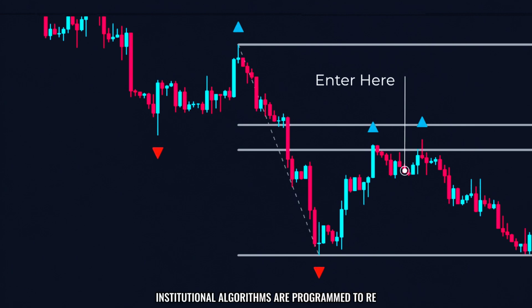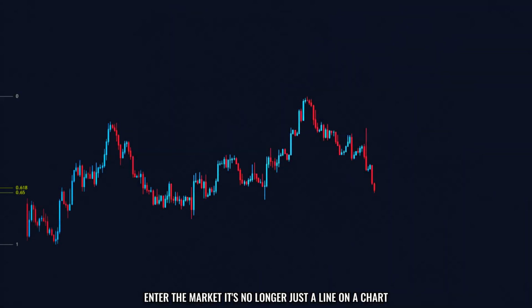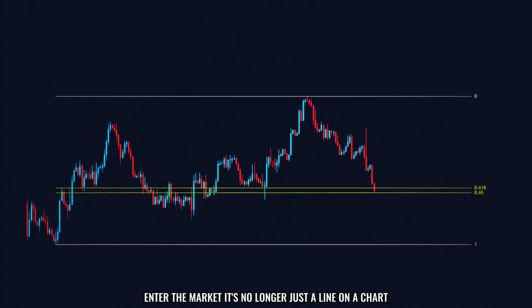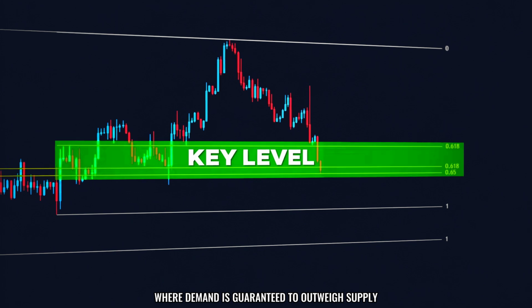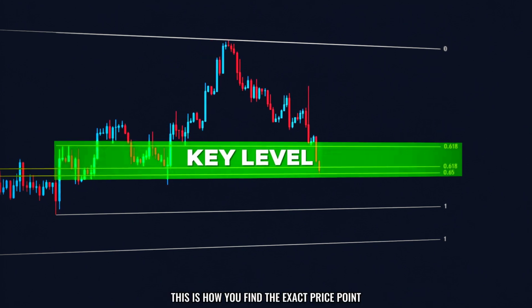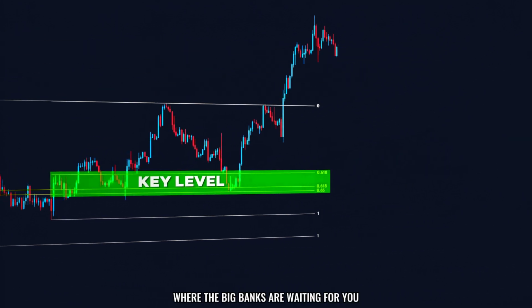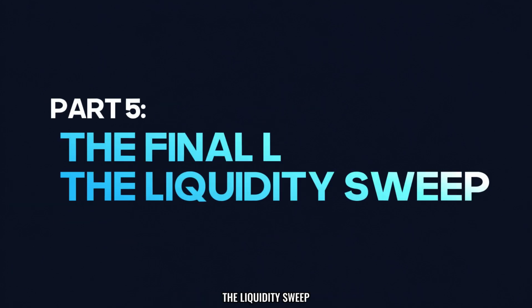This is where institutional algorithms are programmed to re-enter the market. It's no longer just a line on a chart. It's a physical barrier where demand is guaranteed to outweigh supply. This is how you find the exact price point where the big banks are waiting for you. Part 5. The final L, the liquidity sweep.